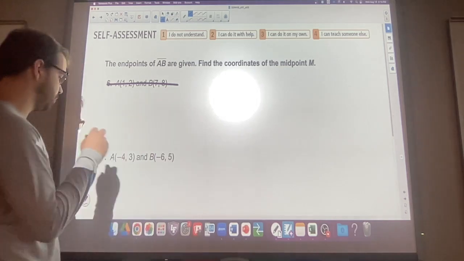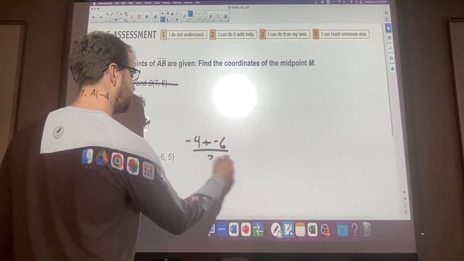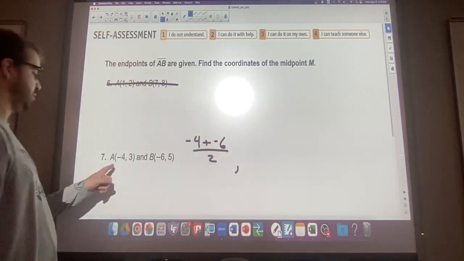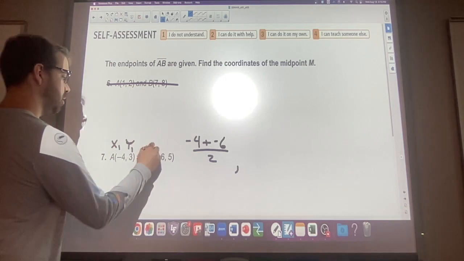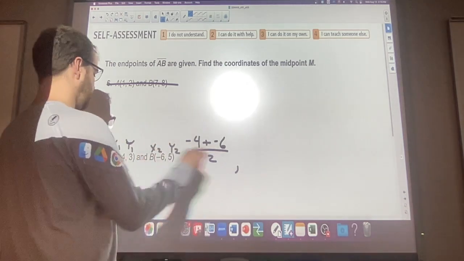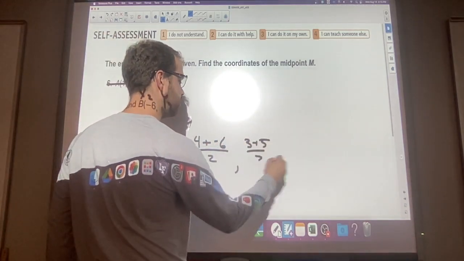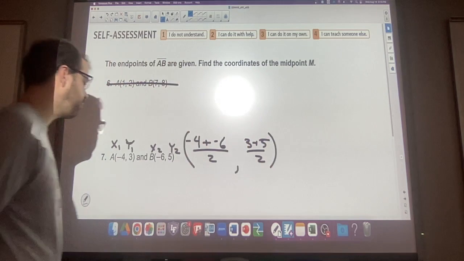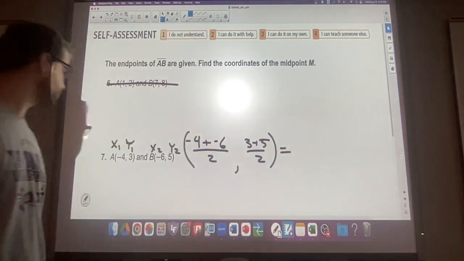All right, so we got negative 4 plus negative 6 over 2, and then on this side is my x1, y1, x2, y2. Okay, so just plug it in. And then I got 3 plus 5 over 2. That's my point, and all I have to do now is simplify this down.